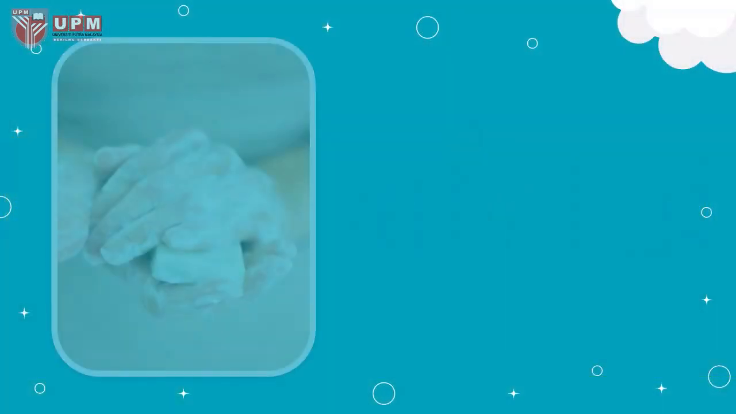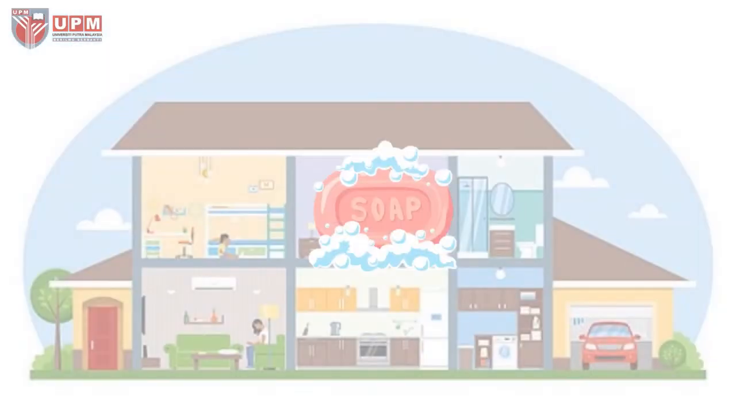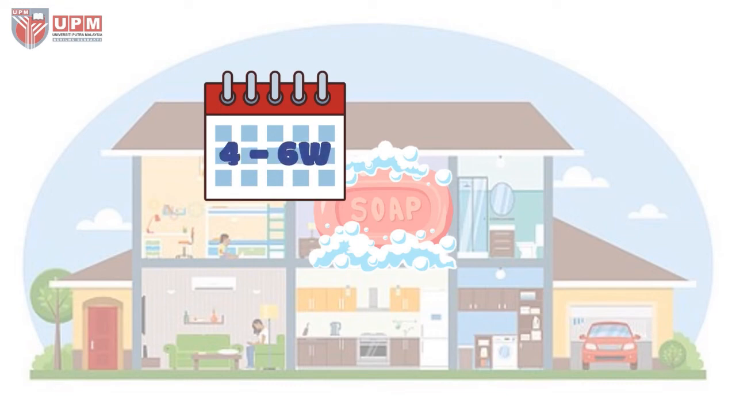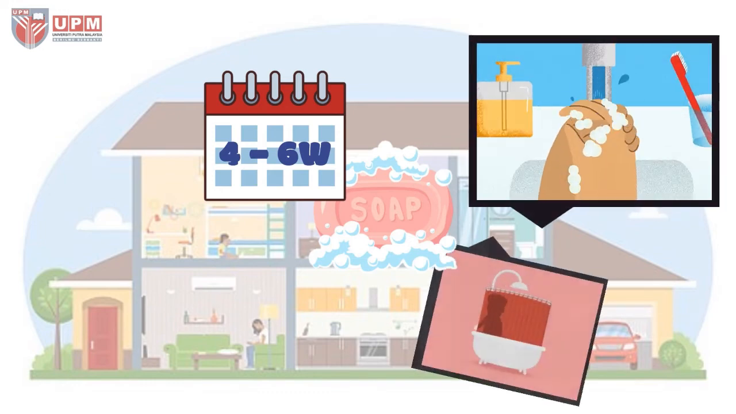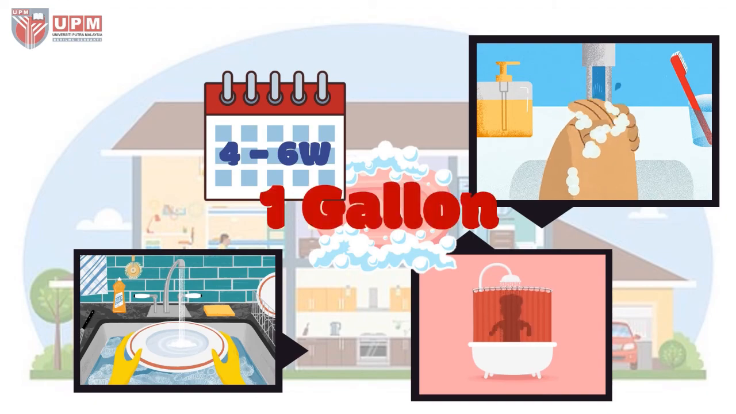Soap usage. Did you know? Bar soap can last for 4 to 6 weeks, and even more, as long as you let it dry out between uses. Water consumption during hand wash, shower, and cleaning depends on soap type, water pressure, and whether the faucet is turned on or off when using soap. Can you imagine? Washing hands with running water uses 4 gallons, while turning the water off, we only use 1 gallon.